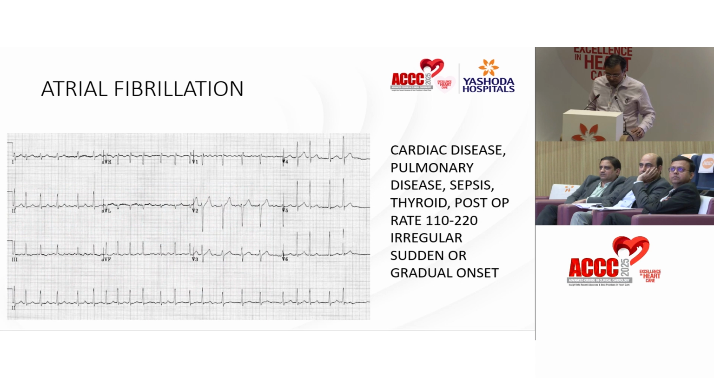Atrial fibrillation is the most common arrhythmia that we see in our ICUs, associated with pulmonary disease, sepsis, thyroid conditions, and also post-op. The rates are between 110 to 220. It's irregular, sudden or gradual in onset. So this is a typical atrial fibrillation. The most cardinal feature is an irregular rhythm.